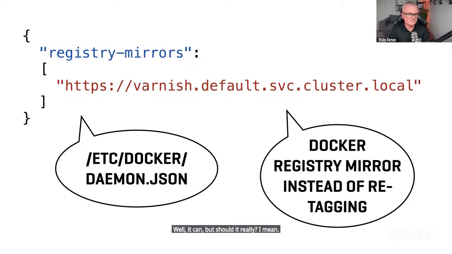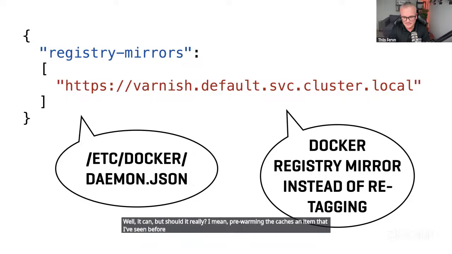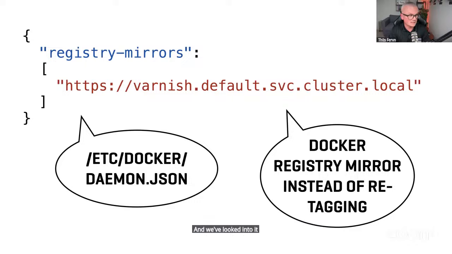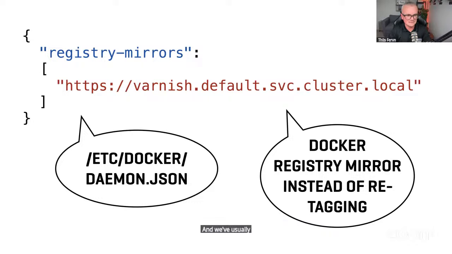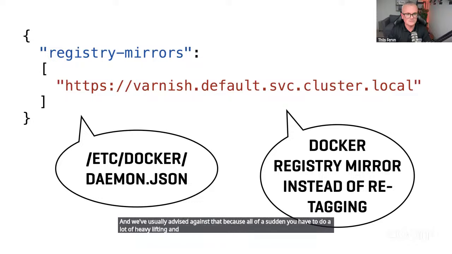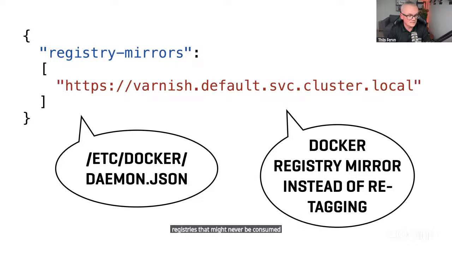I mean, pre-warming the cache is an item that I've seen before, and we've looked into it for most of our clients. This is not unique to artifacts. This is just the way of caches in general. And we've usually advised against that, because all of a sudden you'll have to do a lot of heavy lifting and pulling things over the network for registries that might never be consumed. So the way we do it is we just wait until requests come in. Because what's the worst thing that can happen? You'll have the same quality of experience as pulling it from the registry directly.